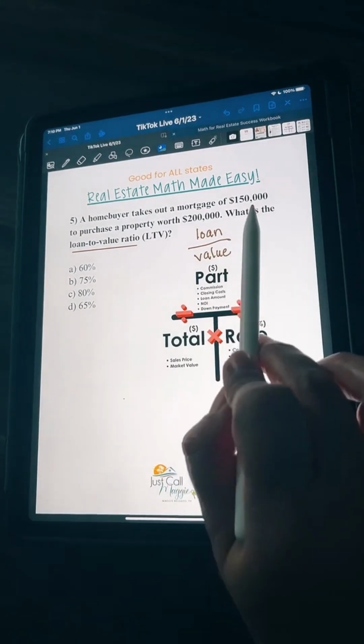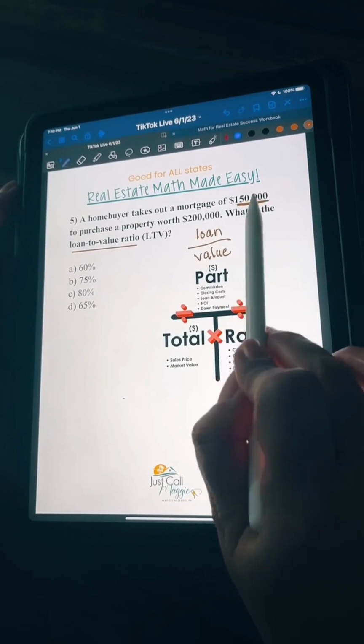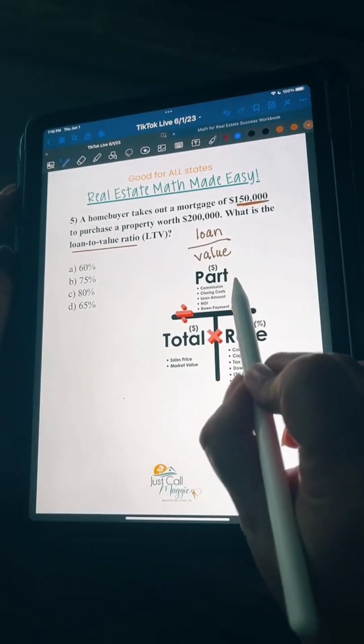All right? So if the home buyer takes out a mortgage of $150,000, that's my loan amount. So that's going to go here.